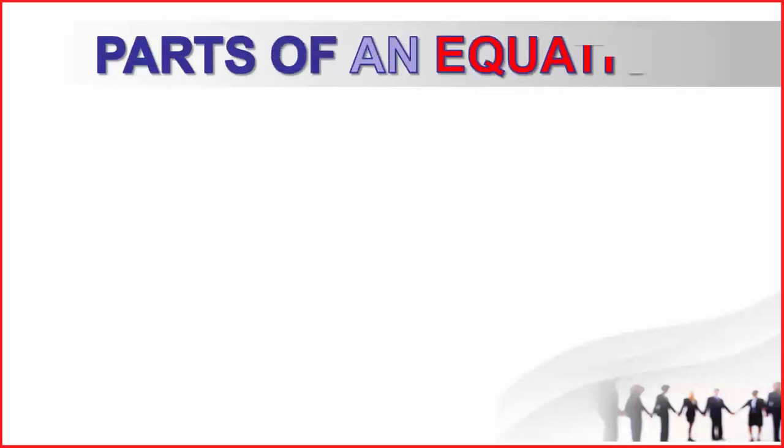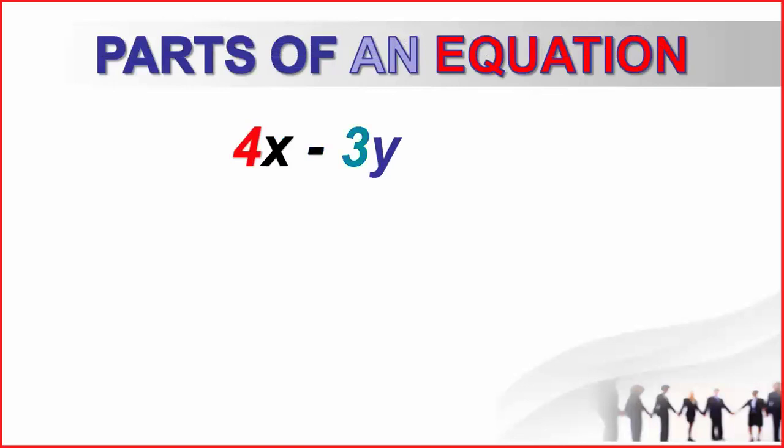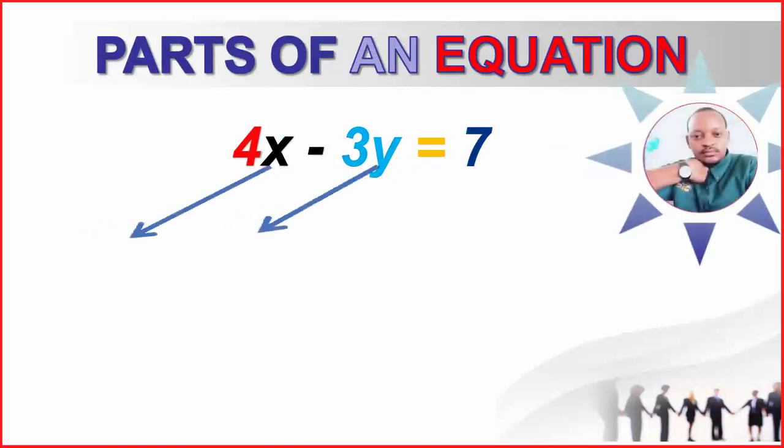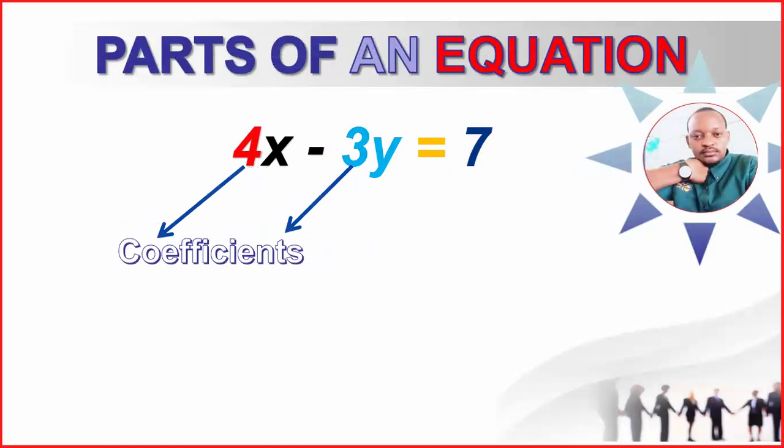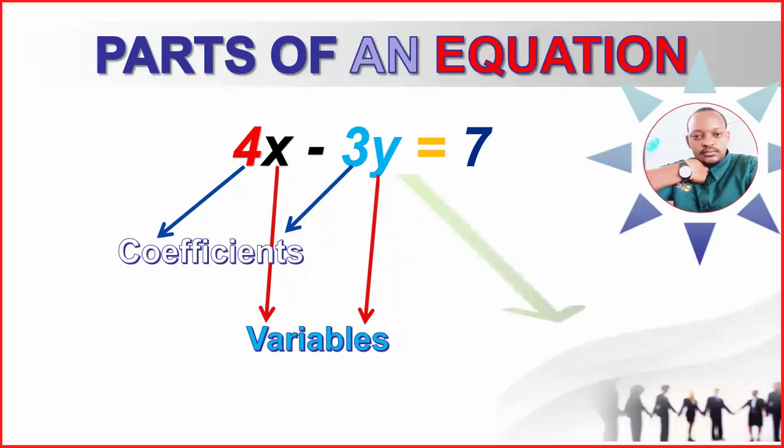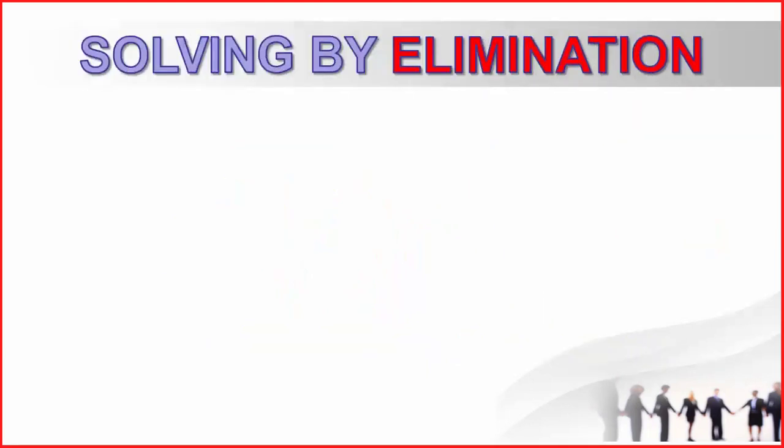Before we continue, let us talk about parts of an equation. In this equation, 4x minus 3y equals 7, the 4 and 3 are what we call coefficients. 4 and 3 are coefficients, and x and y are the variables, and 7 is what we call the constant. All right. Now, I want us to start the first method, solving by elimination method.